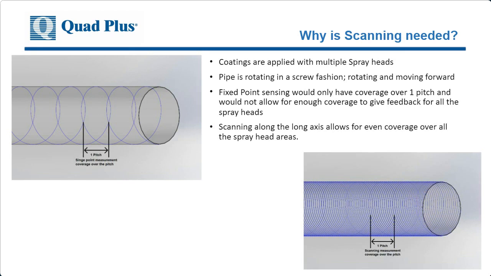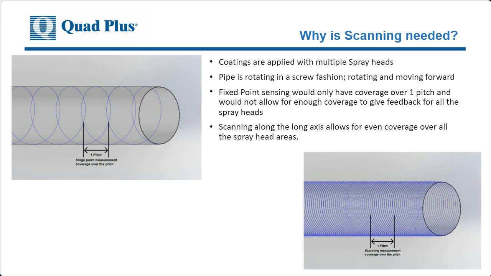So we also do scanning. Not only do we use a robot to move the sensor close to the pipe and account for pipe diameter and wobble, but we also scan the pipe. Why is scanning needed? If we didn't scan and we put it in a fixed point location, you're only going to be measuring one pitch of the pipe, so you're going to miss a lot of the pipe coverage.